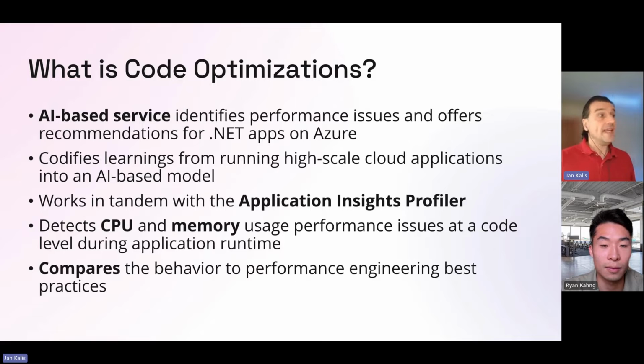So Code Optimizations, it is an AI-based service that analyzes your .NET applications in Azure during runtime and offers proactive recommendations on how to optimize your applications. Now, I mentioned it is an AI-based model. So we call that model Code Optimizations. And that model has 2 outputs. The first output is for operations that we'll show you now. And then the second output is for developers, where it actually helps you fix actual code. And that's the part that we'll get into in the third portion of this session.